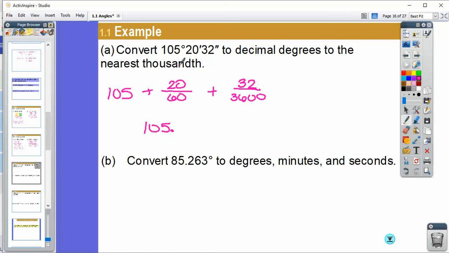Nearest thousandth is how many decimal places? 10, 100, 1,000. So 3 decimal places. So I got 105.342 degrees.